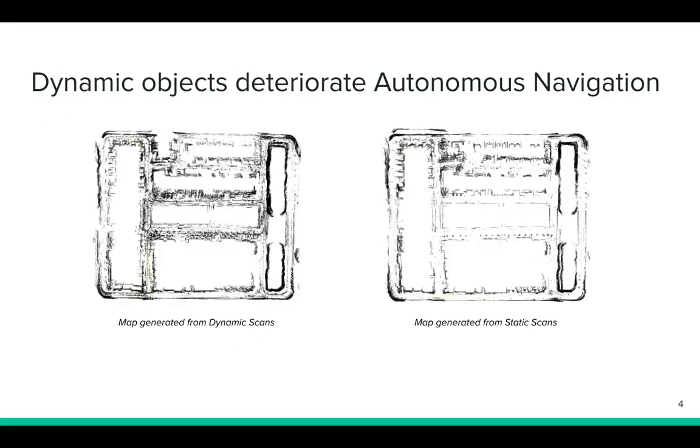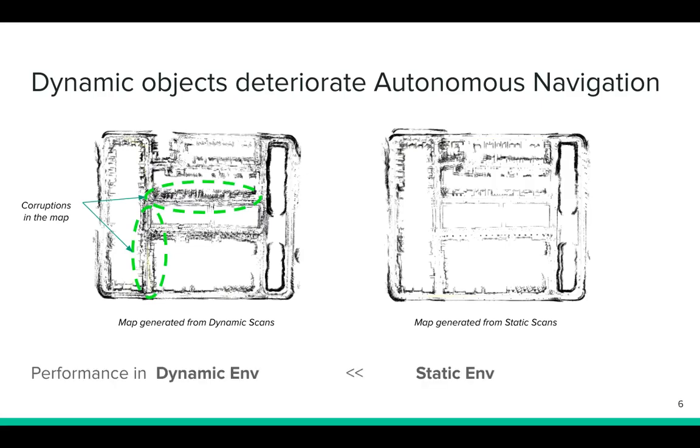Let's consider LiDAR-based SLAM in dynamic and static environments. The left image shows the map generated in a dynamic environment, and the right image shows the map generated in static environments. We can see that the map generated from dynamic scans contains many more corruptions than the map generated from static scans. Therefore, we can see that autonomous navigation algorithms like SLAM are much better in a static environment than in a dynamic environment. We attempt to solve this problem by transforming a given dynamic LiDAR scan to a corresponding static LiDAR scan.